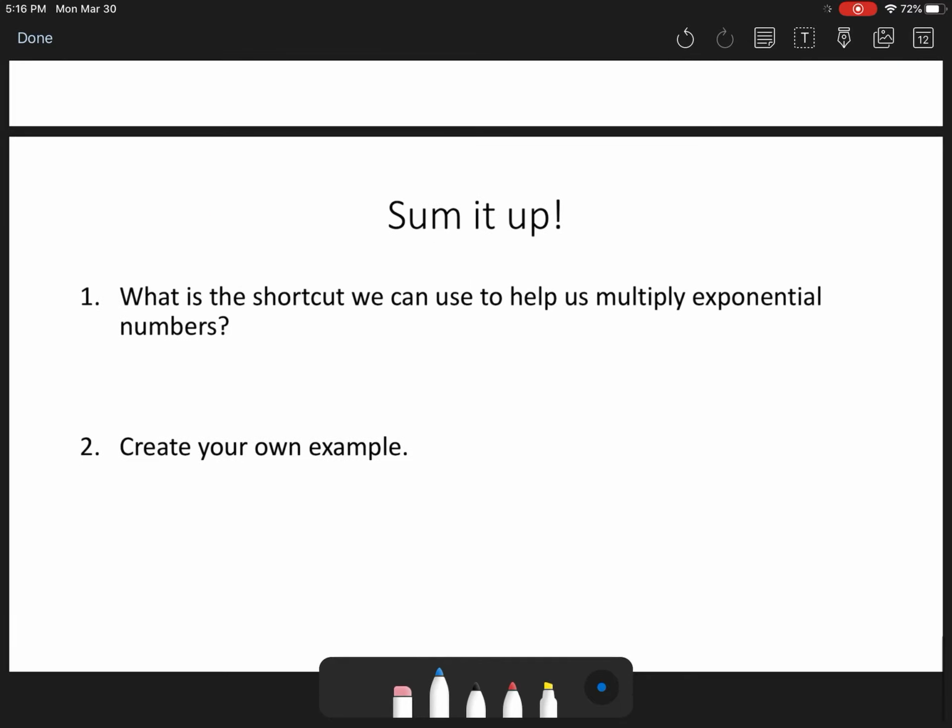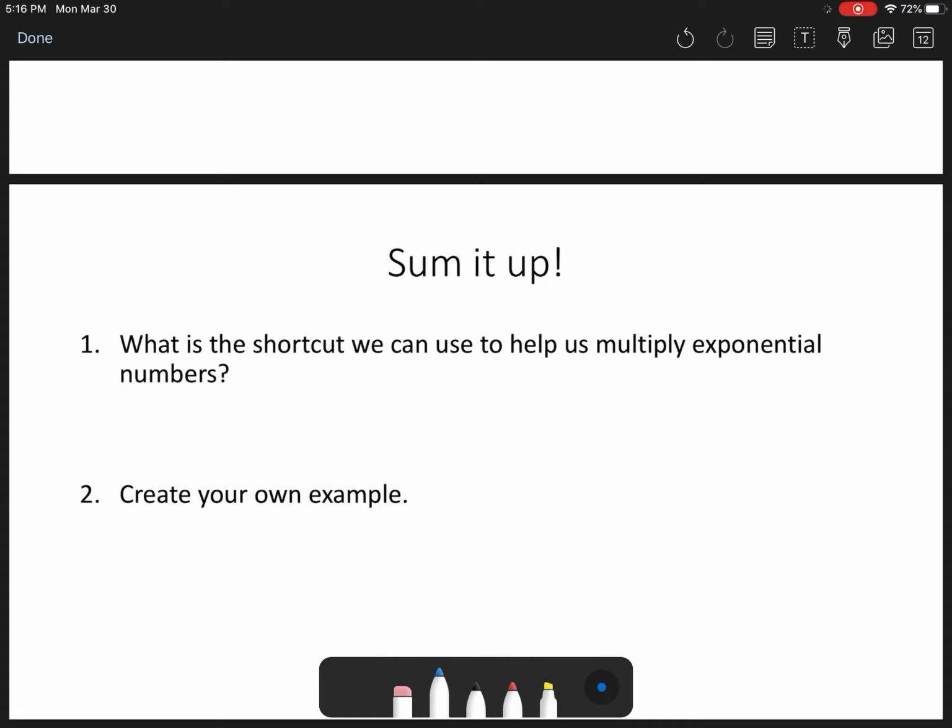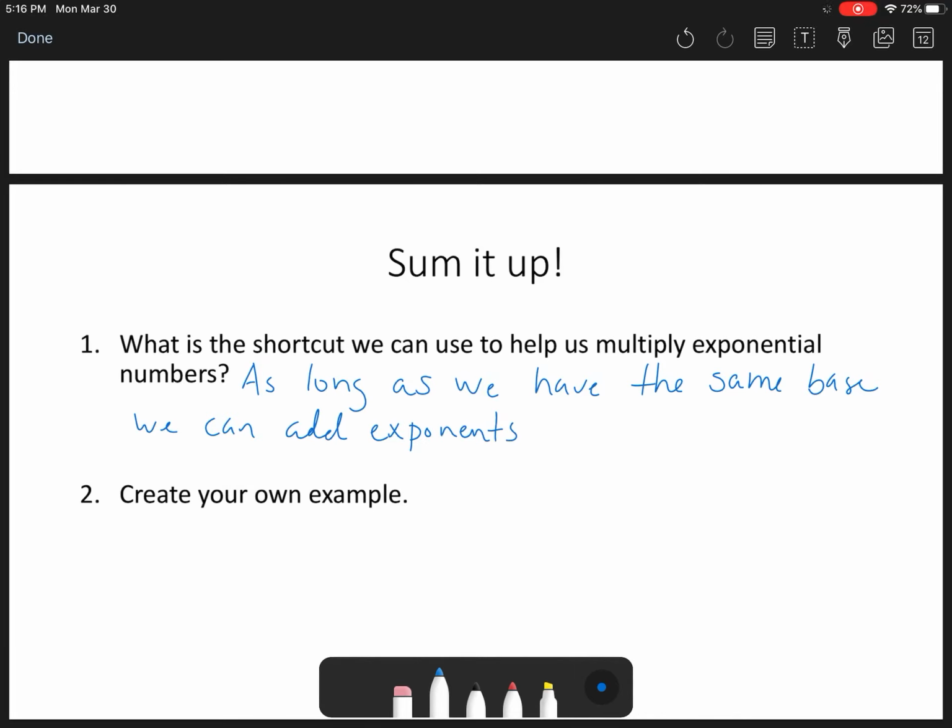So what is a shortcut that we can use to help us multiply exponential numbers? As long as we have the same base, we can add exponents. What I want you to do is come up with an example of your own. Create your own example and work it out.